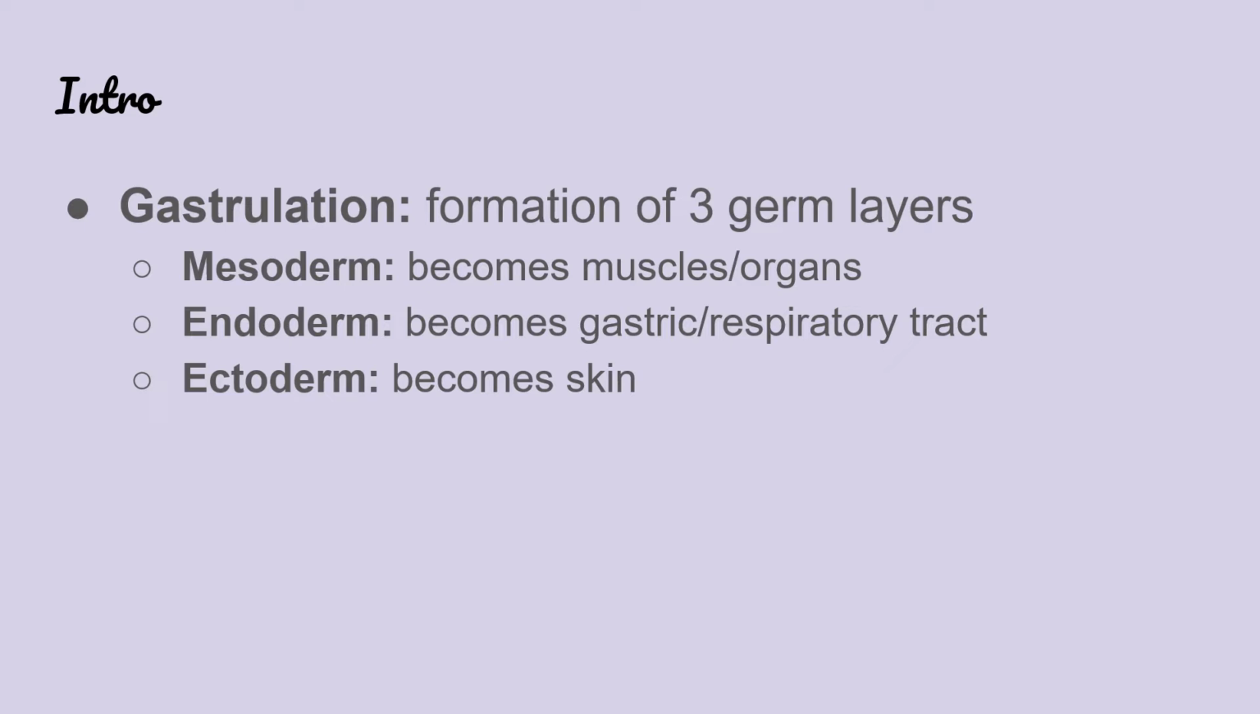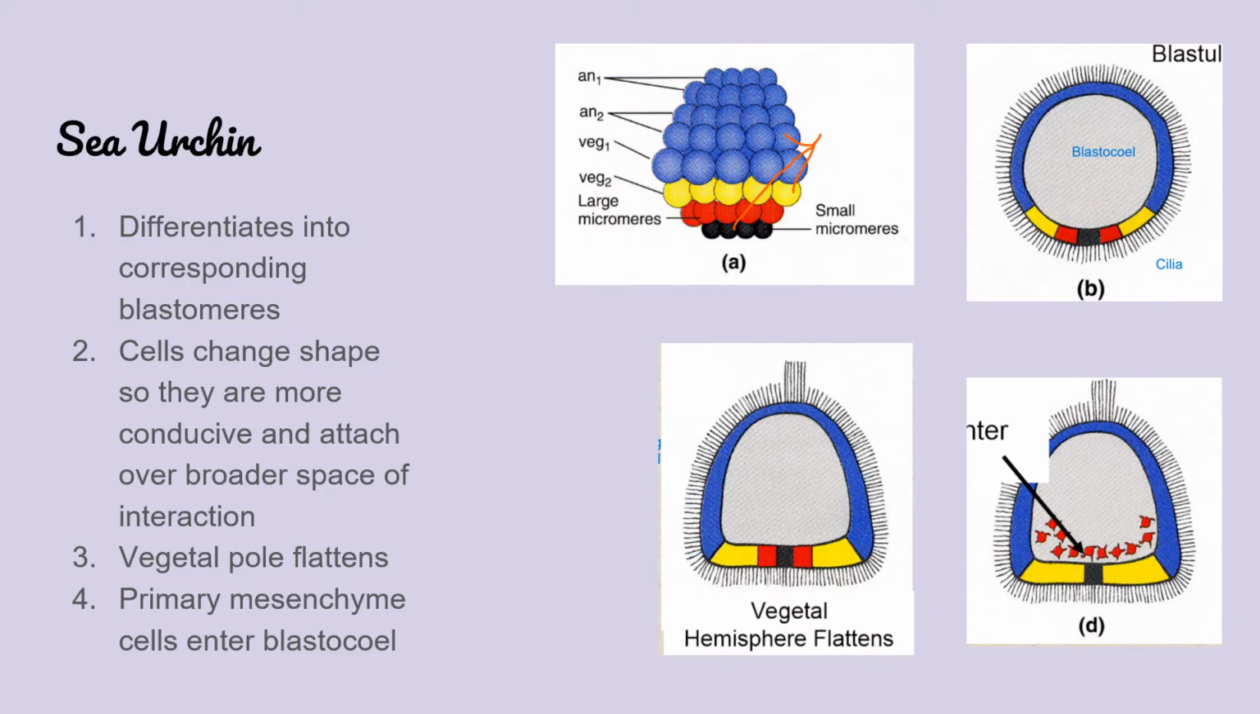So the mesoderm will eventually become your muscle and organs. So think meso, muscles. And then your endoderm will become your gastric and respiratory tract. And then your ectoderm becomes your skin. So the first organism we're going to talk about is the sea urchin.